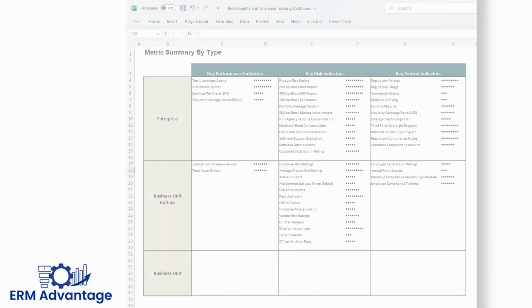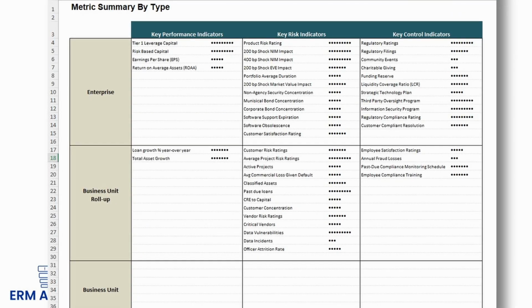Now, before moving on to our reporting dashboard and all the elements contained within that, I want to show one more tab here, and this is just a simple metrics summary. The advantage of this is what we've done is we've taken our list of metrics and we've put them into the 9 buckets based on the 2 dimensions of its type, is it a KPI, KRI, KCI, as well as its scope, is it enterprise-wide, department roll-up, and departmental.